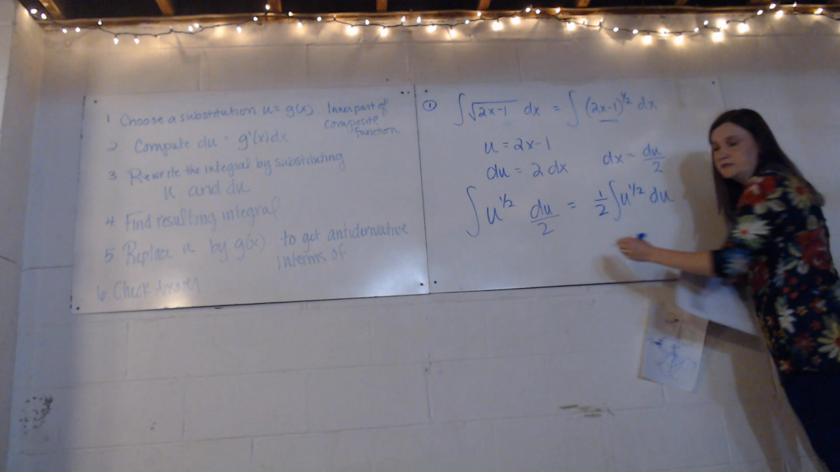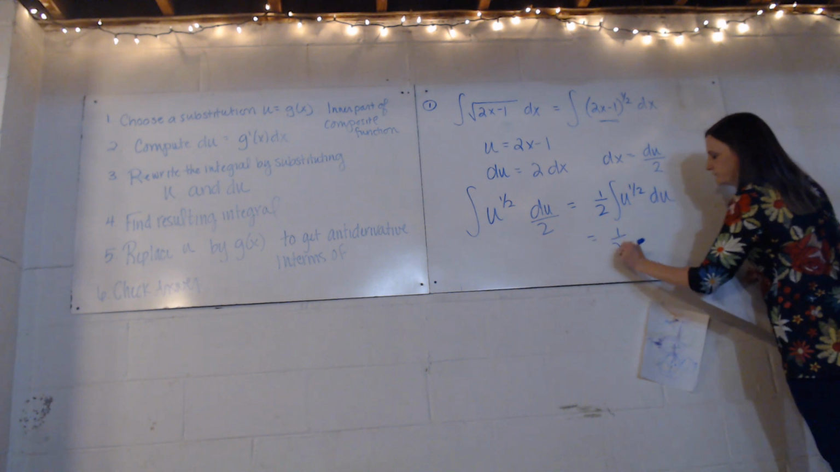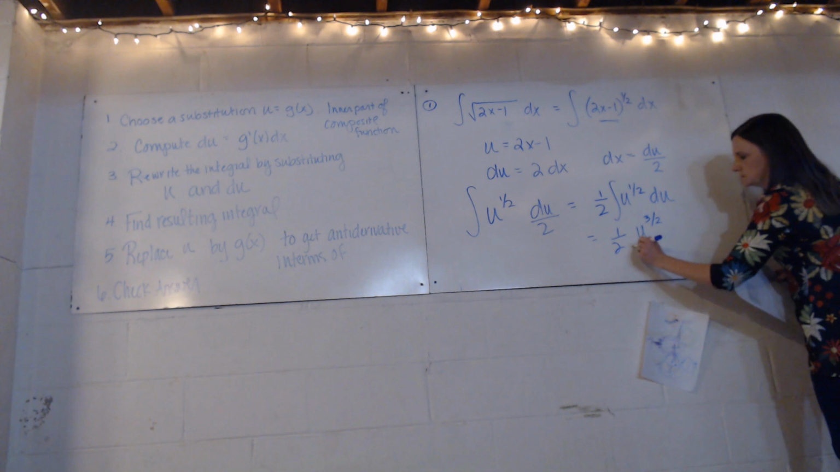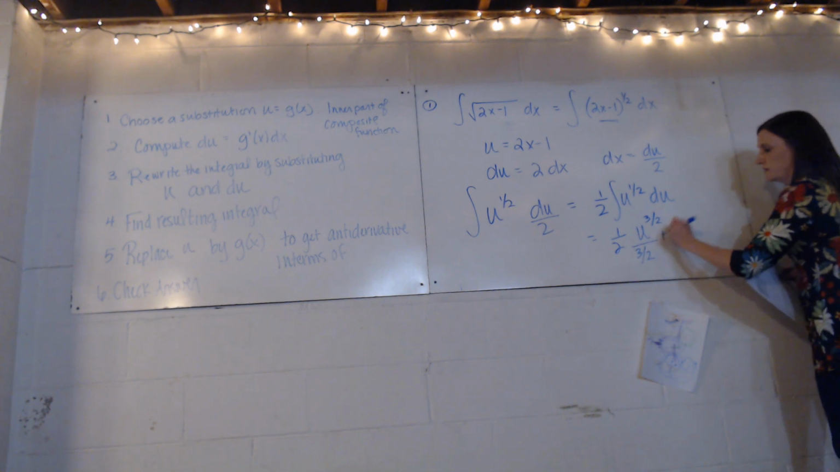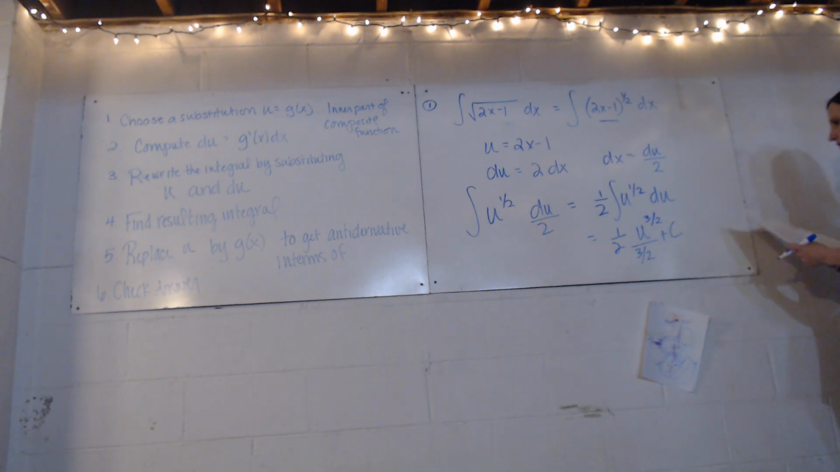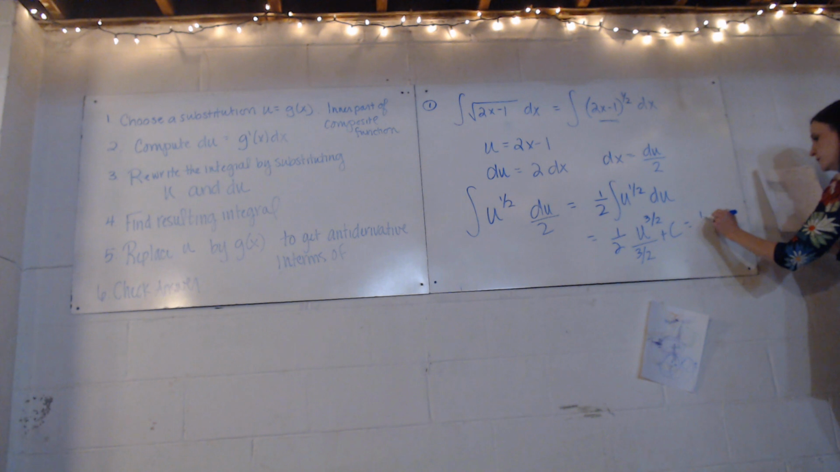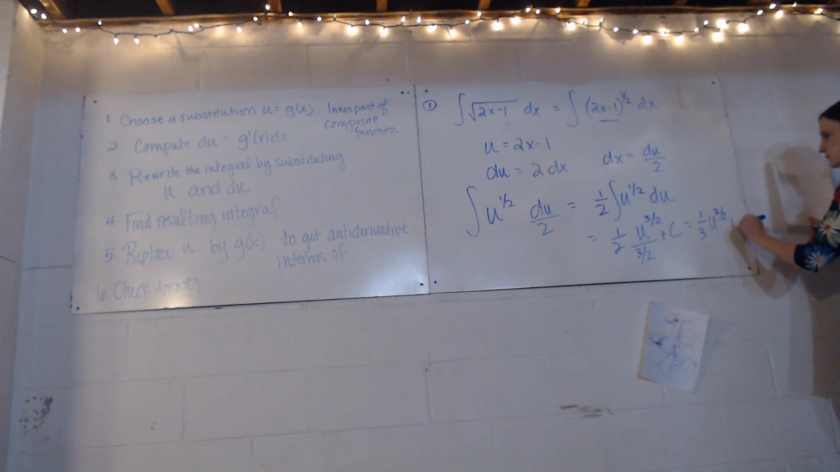Okay, so this ends up being 1/2 times u. When I add 1 to this, that becomes 3/2, divided by 3/2, plus c. Whew, that's getting sloppy. And so this ends up being 1/3 u to the 3/2 plus c.